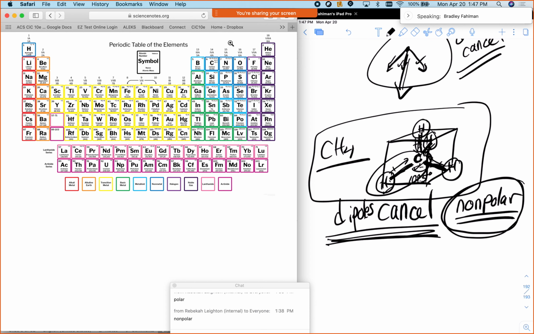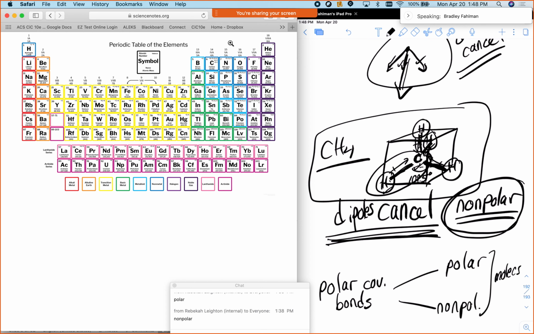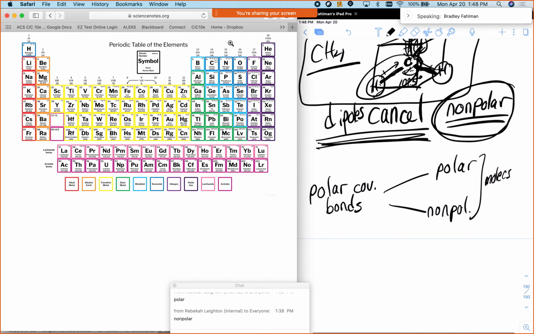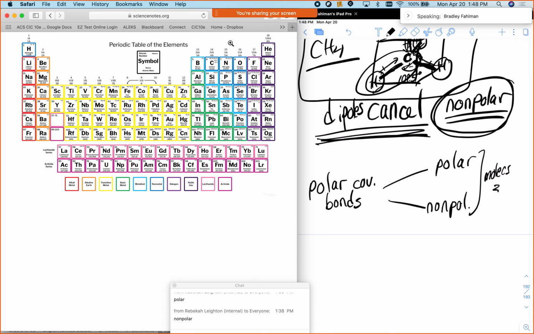So maybe I should say that polar covalent bonds will lead to either polar or nonpolar molecules. It just depends on the 3D arrangement. So what shape the molecule has really determines whether the whole molecule is polar or nonpolar. So everybody's cool so far? Hope I haven't blown your minds too much.